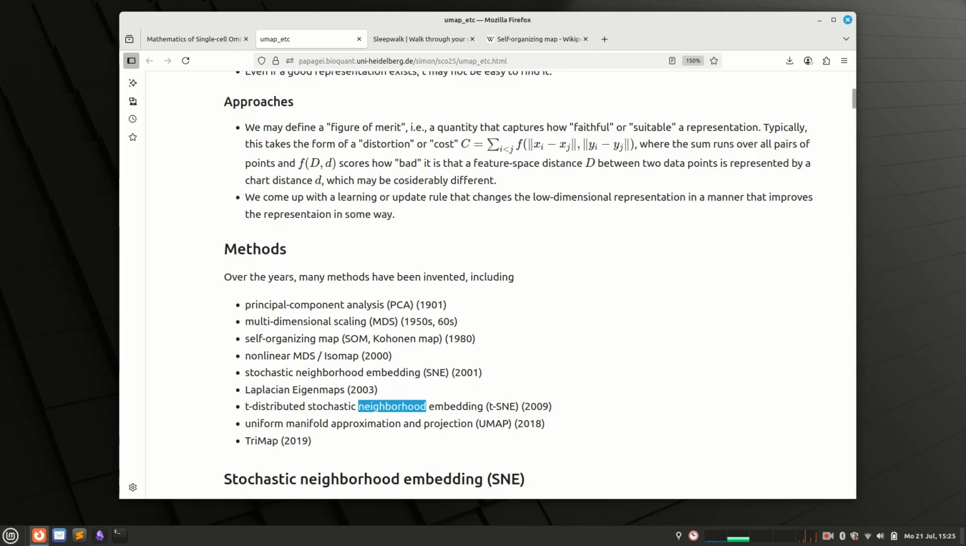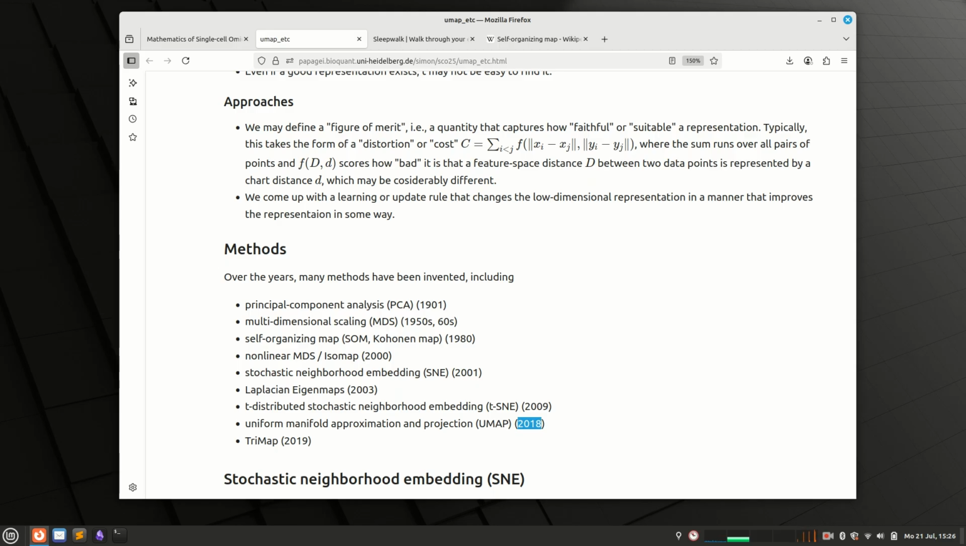Especially in the single cell field, people very much liked T-SNE because it came out just about in the same year when the first single cell experiments were, that was 2012, 15, I think. And then 10 years later came the UMAP, and everybody switched from T-SNE to UMAP because UMAP is so much better than T-SNE. Actually, it isn't. In reality, it turns out that T-SNE and UMAP are much more similar than the UMAP authors are willing to admit.